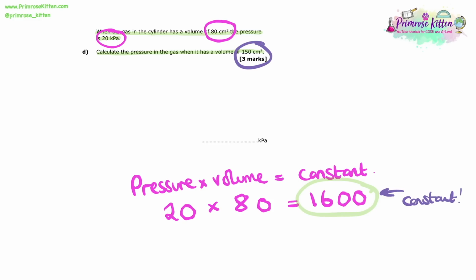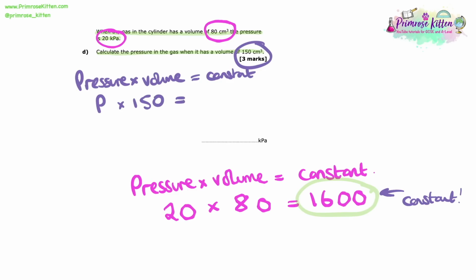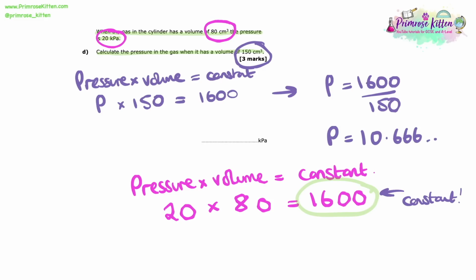Now we can repeat that same equation, pressure times volume equals constant, but this time we know that the volume for our new situation is 150, and our constant has stayed the same because it's a constant, okay? So we can substitute those values in. We can say that the pressure times 150 for the volume equals 1,600. So now we just need to rearrange this. If we divide by 150, we find pressure is 1,600 divided by 150. And that gives me a pressure of 10.666 recurring. If I round that, that gives me 10.67 kilopascals, or you could write 10.7 kilopascals. And that is going to be the pressure in the gas when it has a volume of 150 centimetres cubed.